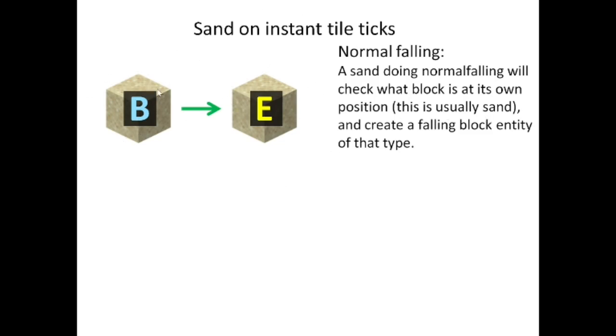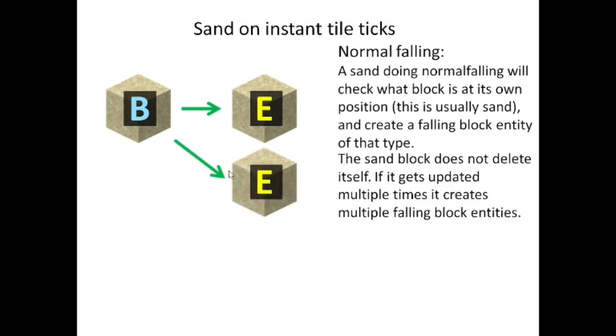But usually a sand block will just create sand entities, and if you update a sand block multiple times in one game tick on Untitled, then it will actually create multiple sand entities. You can get as many sand entities out of one sand block as you like. However, most of these sand entities will delete themselves once they get processed. So as long as these entities don't get processed, you can get many sand entities.